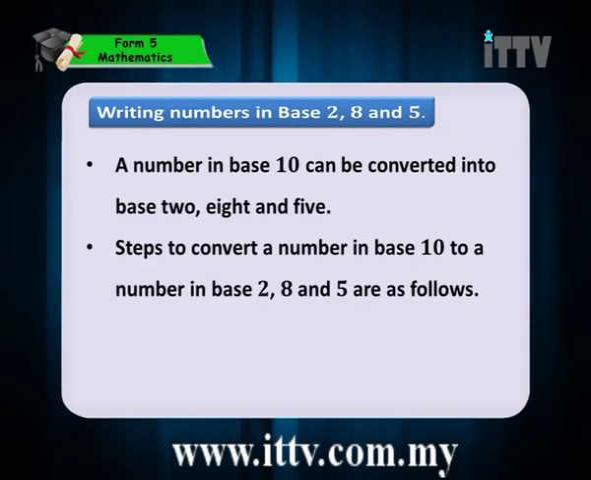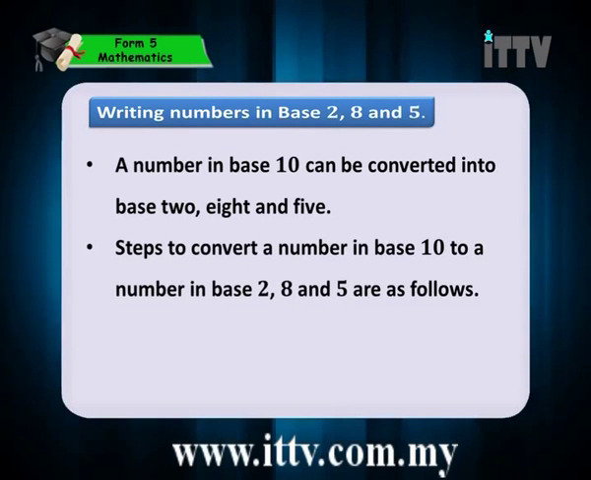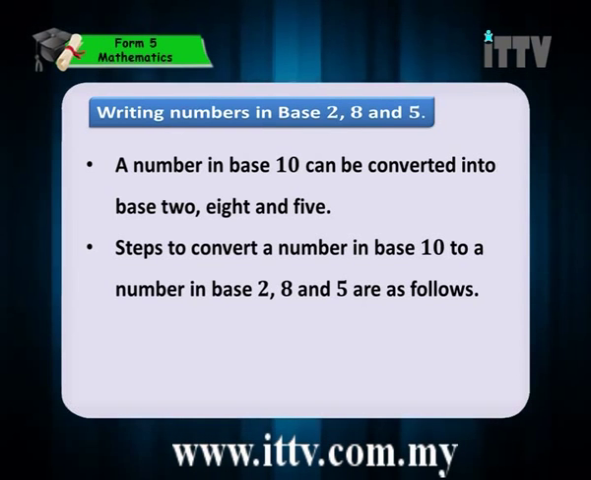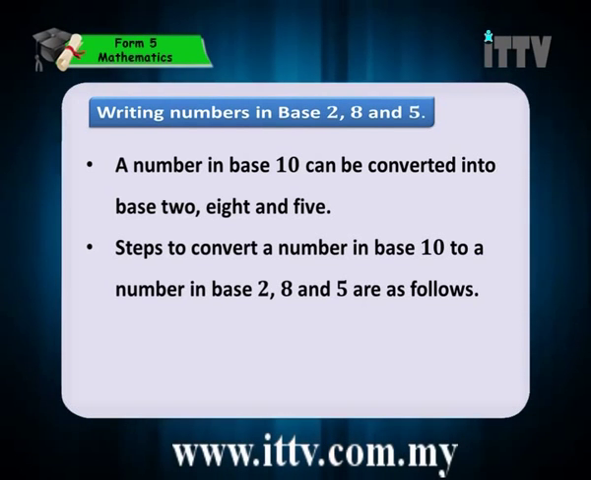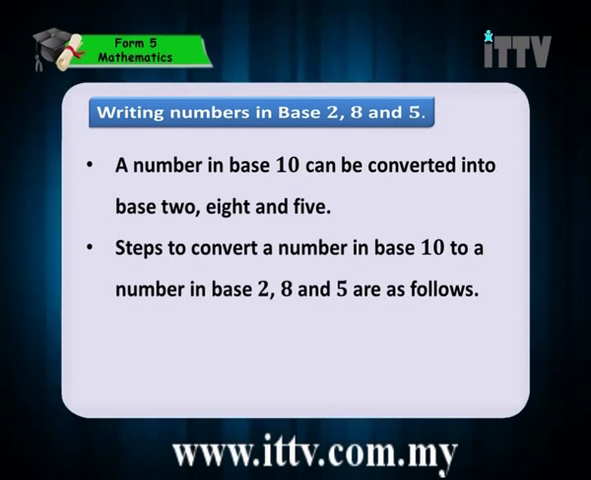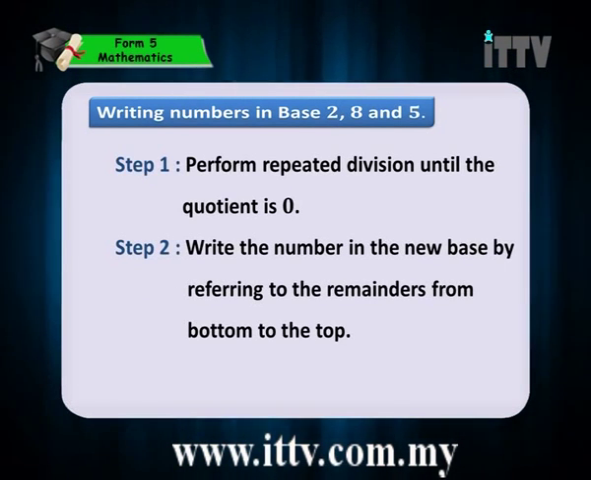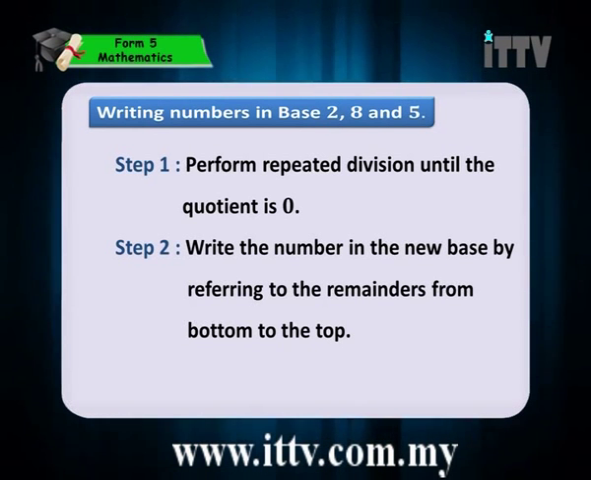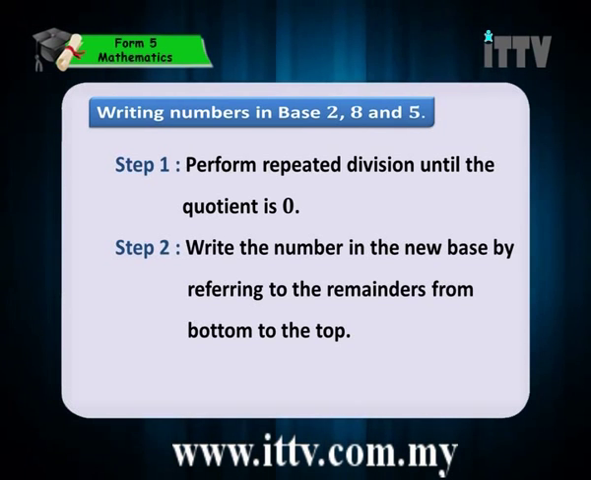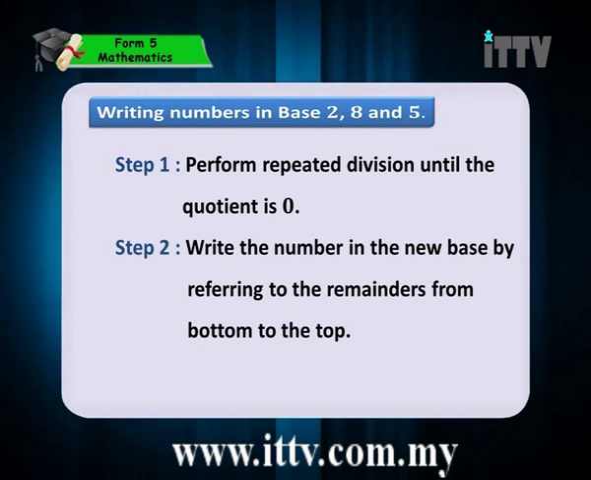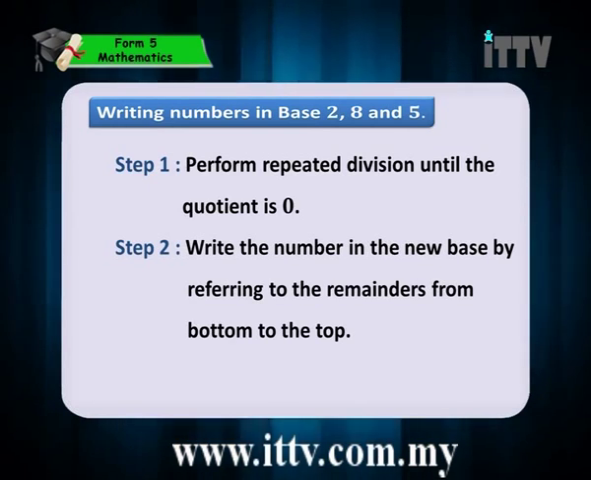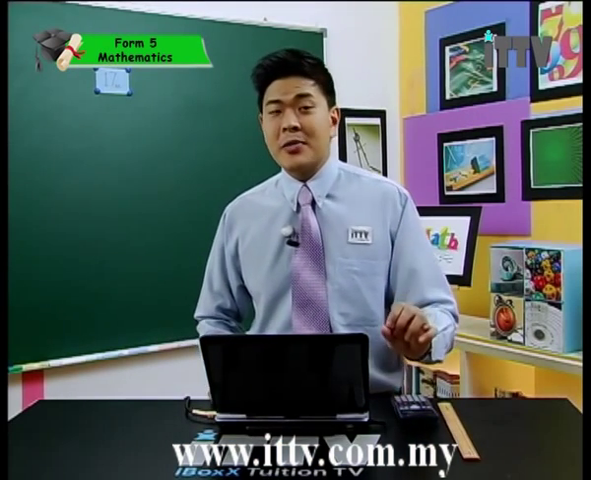Now let's take a look at a few points. A number in base 10 can be converted into base 2, 8, and 5. Steps to convert a number in base 10 to a number in base 2, 8, and 5 are as follows. Step 1. Perform repeated division until the quotient is 0. Step 2. Write the number in the new base by referring to the remainders from bottom to the top.